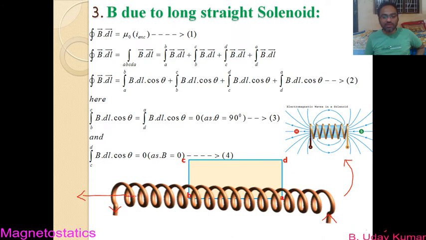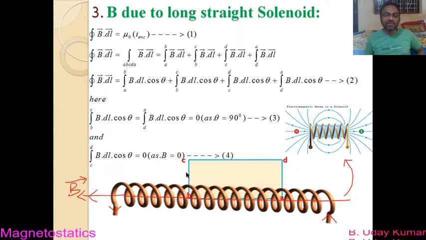So this becomes the axis of the solenoid, which passes through the center of the solenoid, and along this axis the direction of the magnetic field is towards the left. This is the direction of the magnetic field, so that you try to understand it. To apply Ampere's law, we have to choose a closed loop. That is our first step. So we choose a closed loop A, B, C, D. Let me take the arrow mark here. So this is A, B, C, D and A.